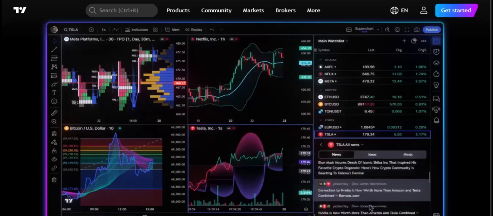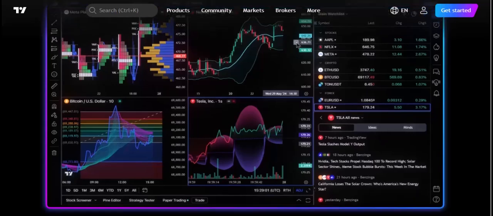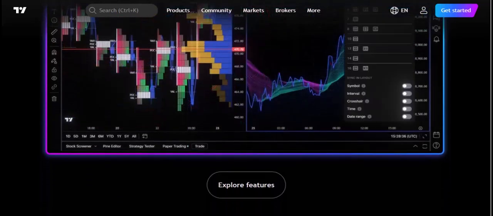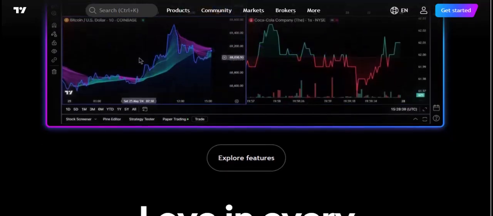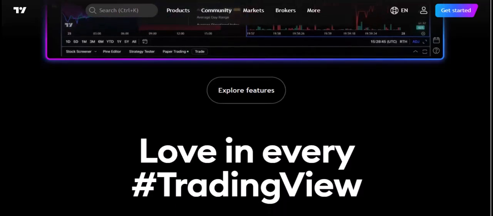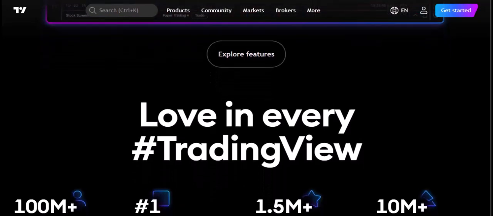The free version offers a solid foundation, basic charts, a decent selection of indicators, and access to the community feed. It's perfect for dipping your toes in the water, for getting a feel for the platform. But, as with most things, free comes with limitations.